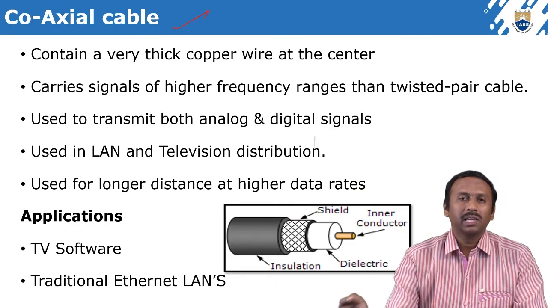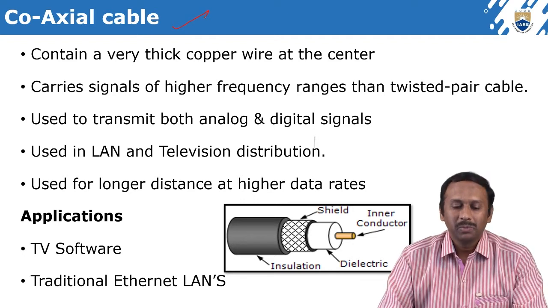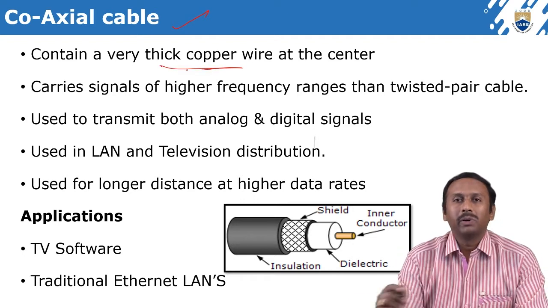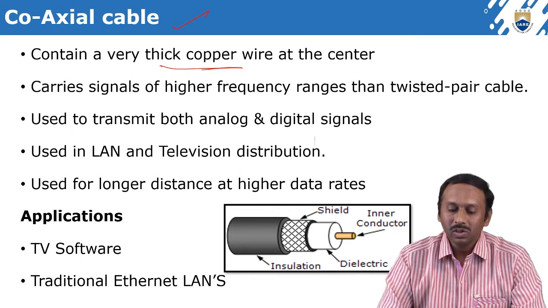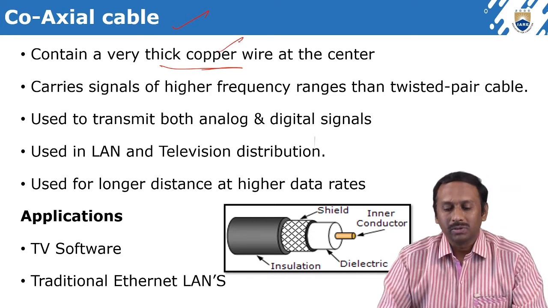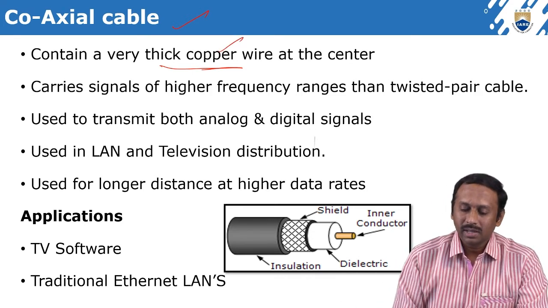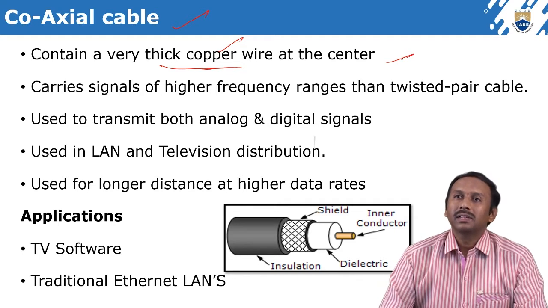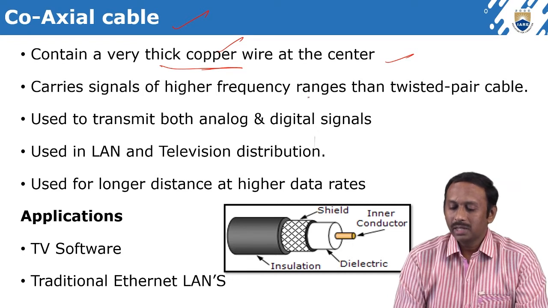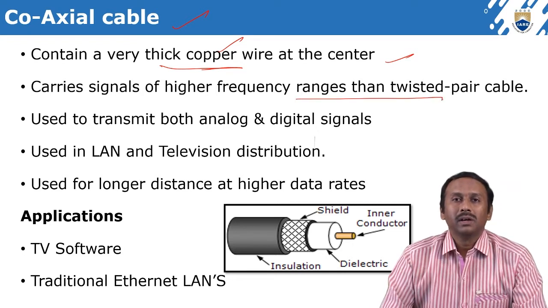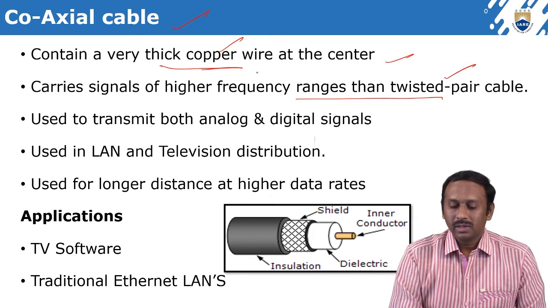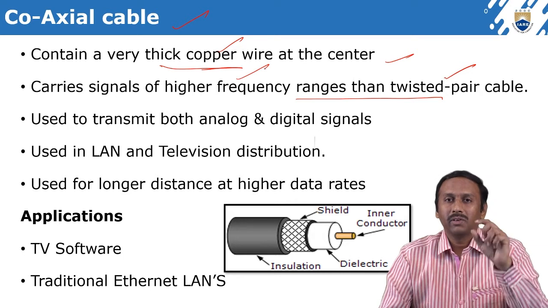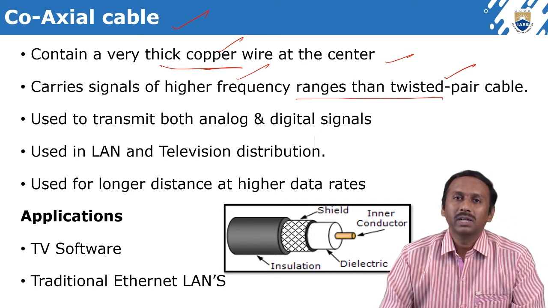Now the second one, coaxial cable. It contains very thick copper. Whereas the earlier one has very thin copper, in coaxial cable we are using thick copper wire, and it carries signals in a higher frequency range than the twisted pair cable. So it is comparatively easy to remember when compared to the twisted pair. It is going to have a higher frequency, because the copper wire is very thick in size when compared to the twisted pair.